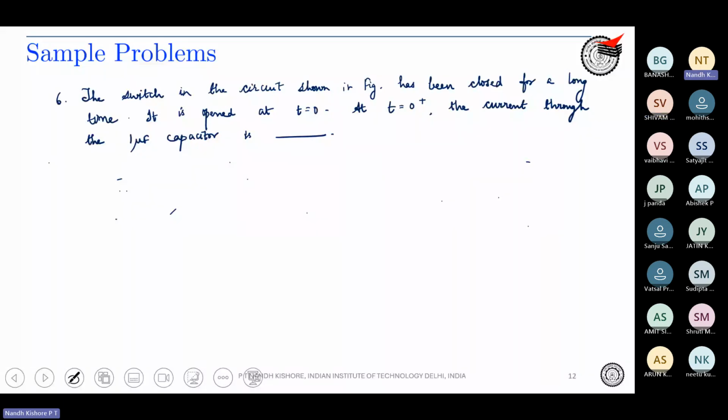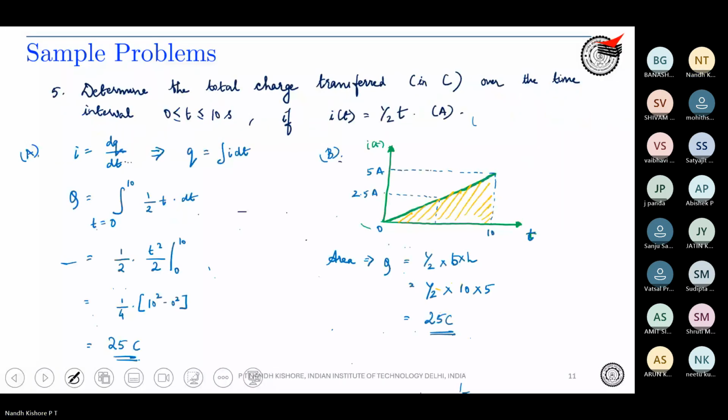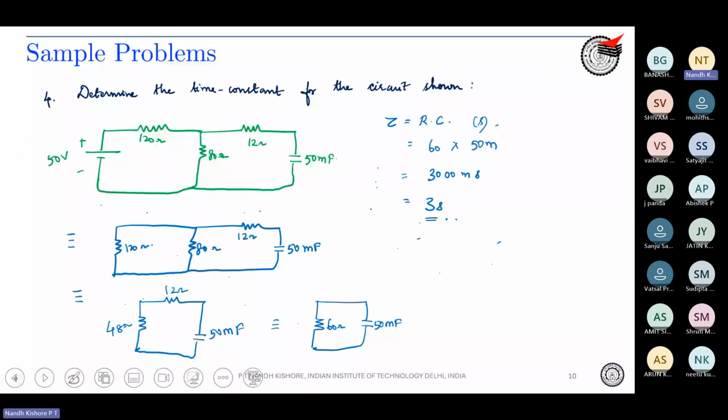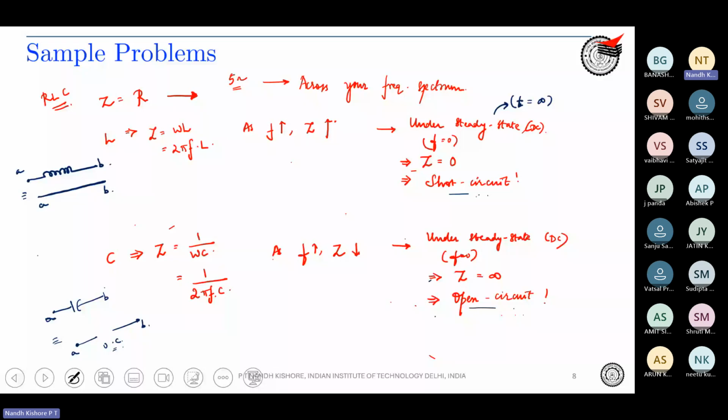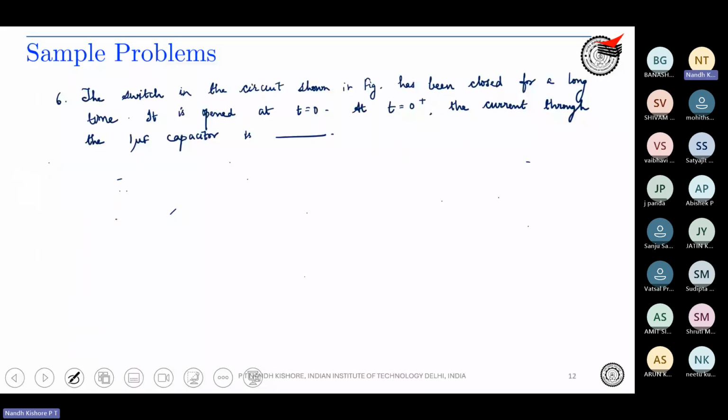So I'll just draw the circuit and we will apply whatever we saw earlier. We just saw some time back that an inductor under steady state, that is at DC, is short and a capacitor is open, correct? So that is what we will keep in mind while solving these problems. The circuit is as follows.